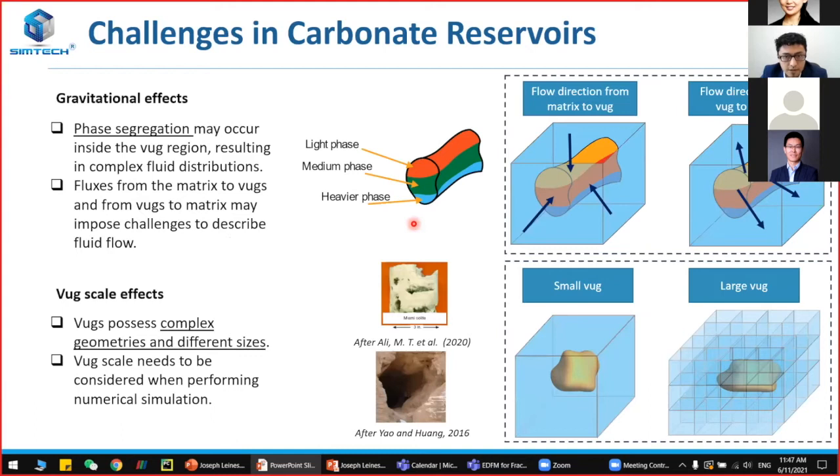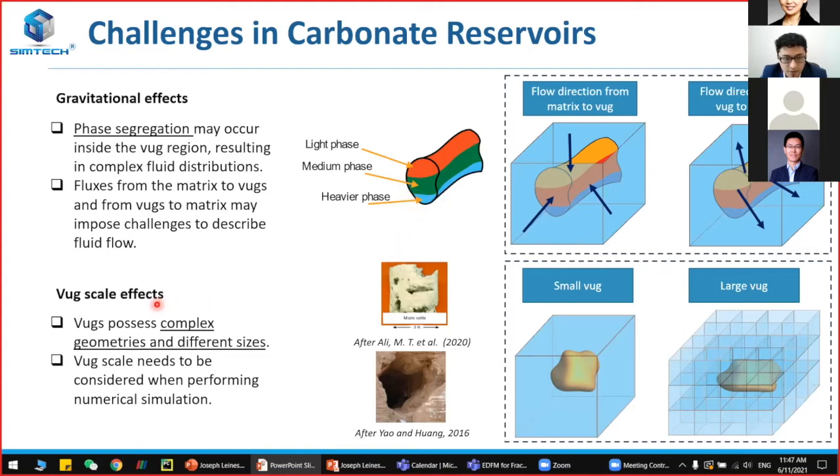Now let's talk about the gravitational effects. Depending on the size of the vug, we can have phase segregation, resulting in complex fluid distributions that we can see here. Basically, depending on the fluid distribution, the communication between the vugs and the matrix will depend on the surface area. If you have a medium phase here that is in direct contact with the actual matrix grid block, we're going to have to try to communicate both because of their spatial distribution.